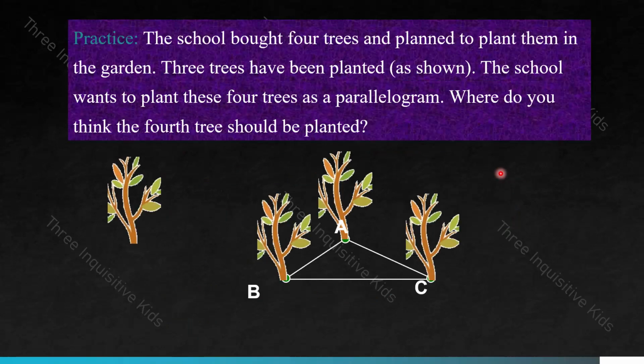Let's do practice. The school bought 4 trees and planned to plant them in the garden. 3 trees have already been planted as shown. The school wants to plant these 4 trees as a parallelogram. Where do you think the 4th tree should be planted? Remember, here's a hint. There's not only one answer to this problem.